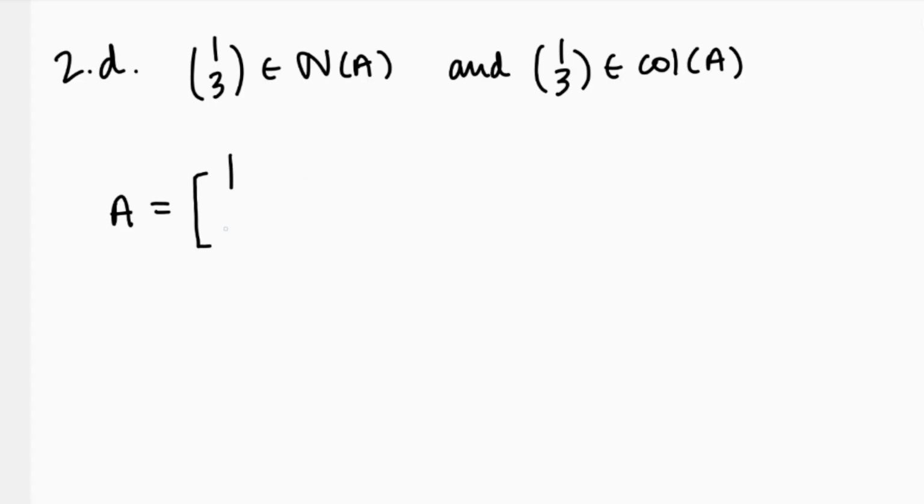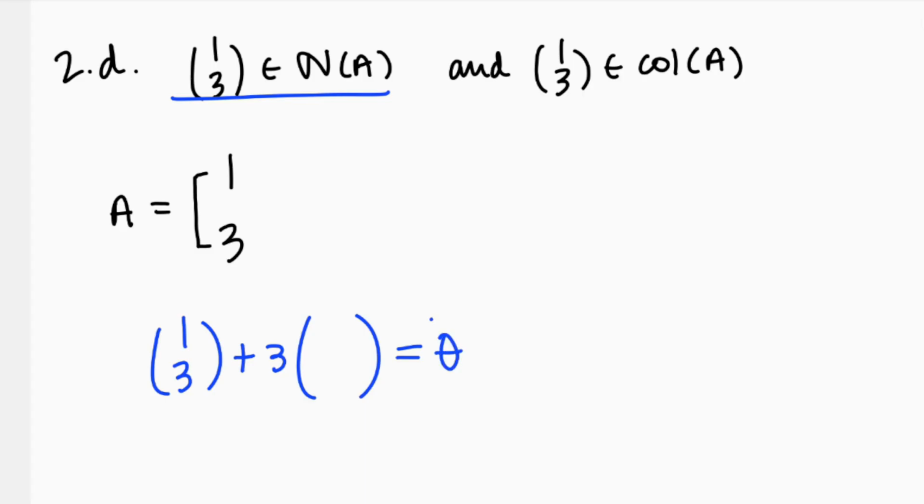And I think the easiest way to guarantee that (1, 3) is in the column space of A is going to be for us to just go ahead and make that one of the columns. And then, okay, if (1, 3) is in the null space of A, that means 1 of the first column plus 3 of the second column has to equal the 0 vector. So it's a null vector.